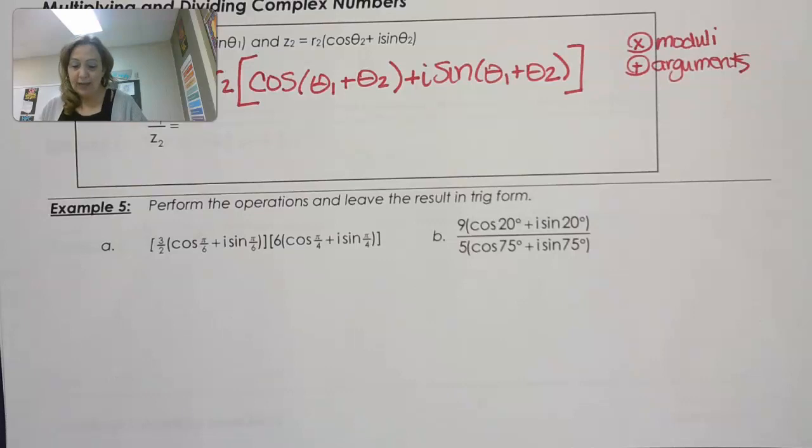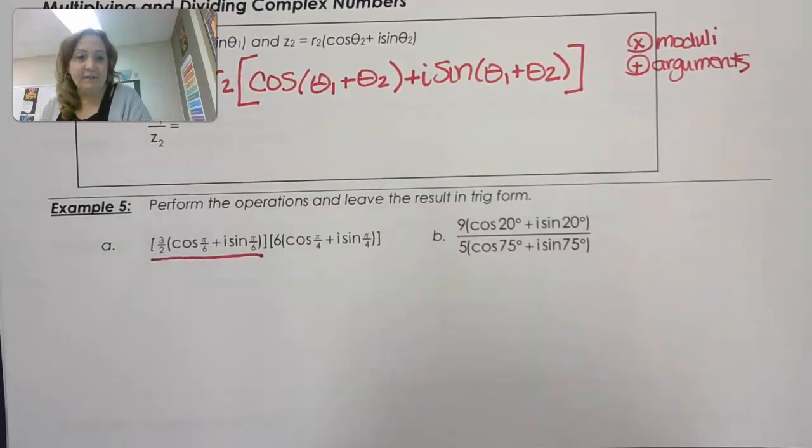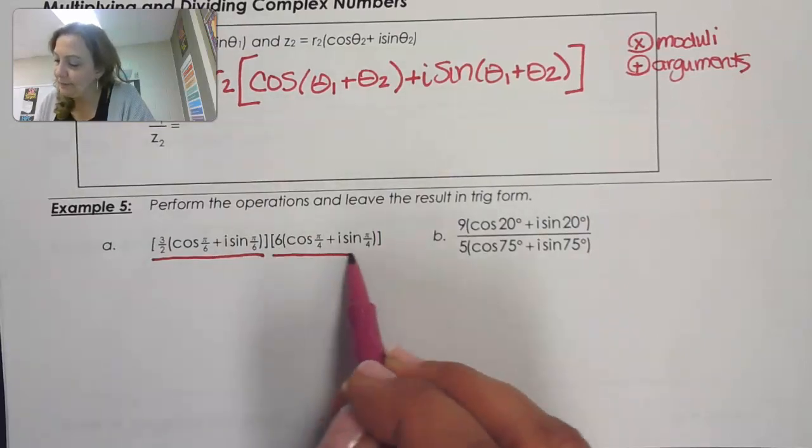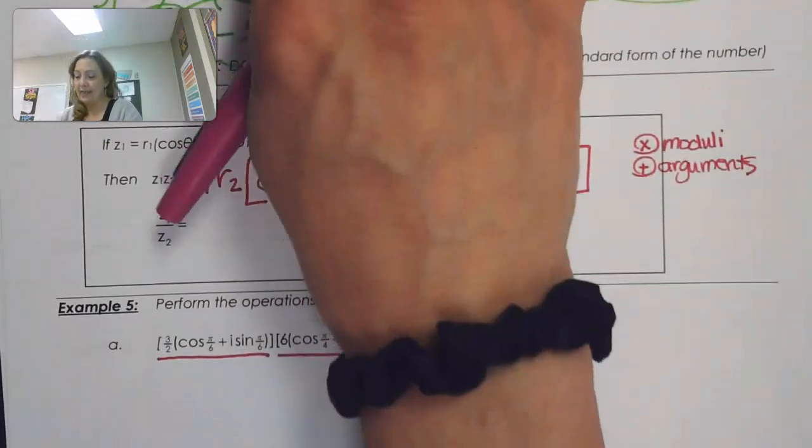So we have two complex numbers here. We have 3/2 times cosine of pi/6 plus i times the sine of pi/6. And we have 6 times cosine of pi/4 plus i times the sine of pi/4. Those are the two complex numbers that we are multiplying together.